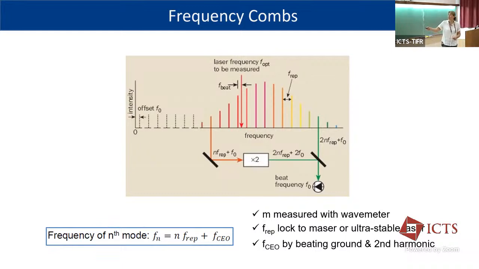So if you have now stabilized f_rep and f_CEO, so these two parameters are stable, the mode number, or I have to apologize, this N should be an M. So the mode number M can be measured with a wave meter. This is easy because the frequencies of these comb modes are so far apart, on the order of hundreds of megahertz, that you can resolve it with a classical wave meter. So now I know M, f_rep and f_CEO, and then I can deduce any absolute frequency. This is, in a very quick hand-waving nutshell, how we use such a comb to measure any frequency f_n.